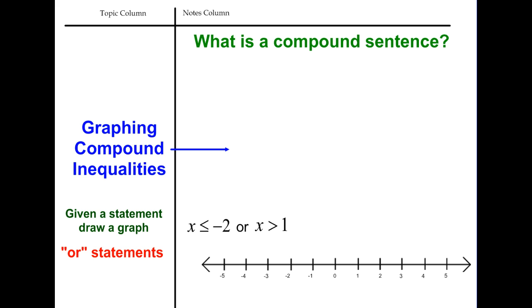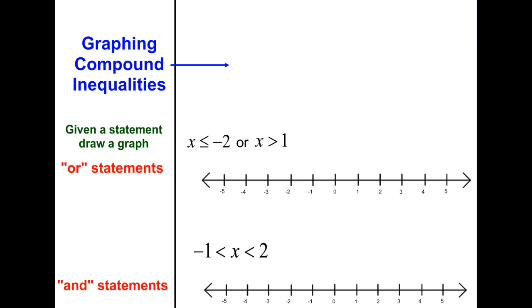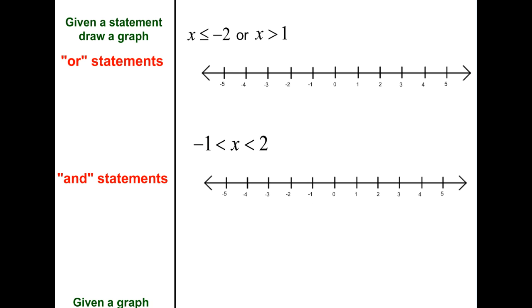All right, now we need to talk about compound inequalities. A compound inequality consists of two simple inequalities joined by an and or an or. So if we look at this one, it's x is less than or equal to negative 2 or x is greater than 1. I'm going to graph this so you can see what happens. I'm going to graph this first one first. So x is less than or equal to negative 2, so it's or equal to, and it's less than, so it's going to the left.